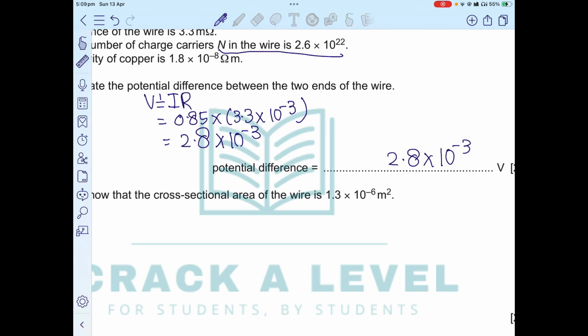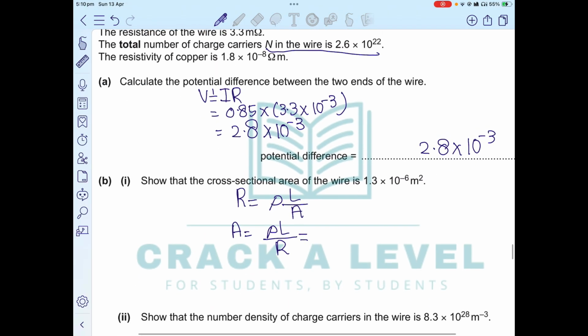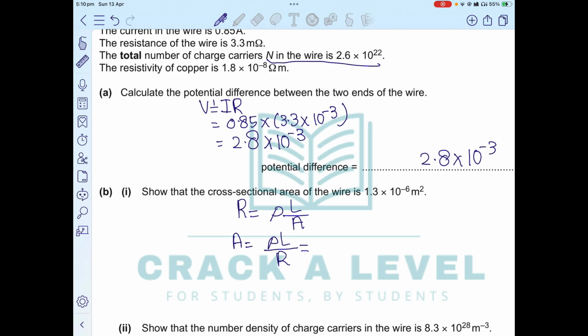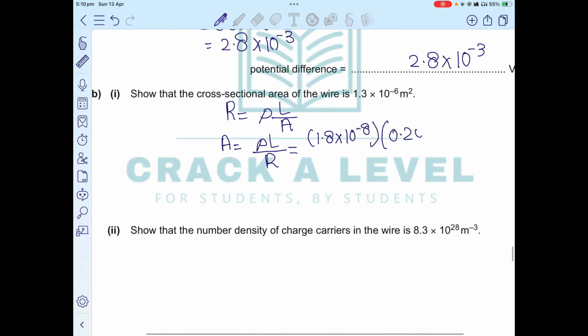All right, the next question is, show that the cross-sectional area of the wire is 1.3 × 10⁻⁶ m². The resistance is the resistivity times the length over the area, right? So the area is the resistivity times the length divided by the resistance. Now, what's the resistivity? It is given as 1.8 × 10⁻⁸, times the length of the wire, which is 0.24 meters, divided by the resistance of the wire.